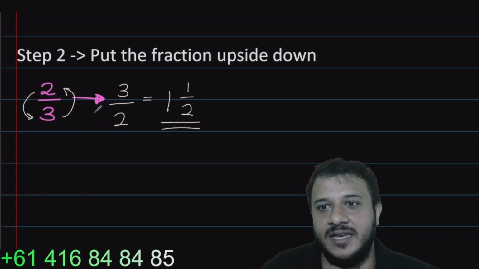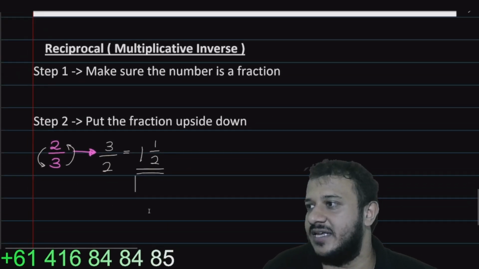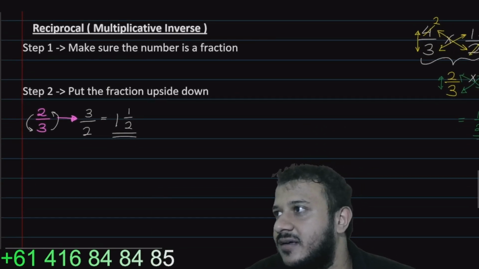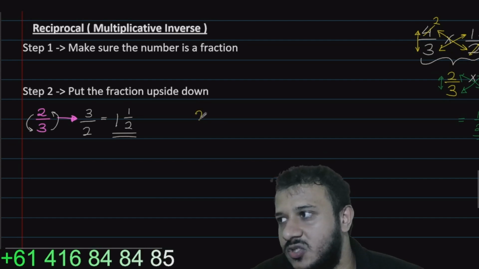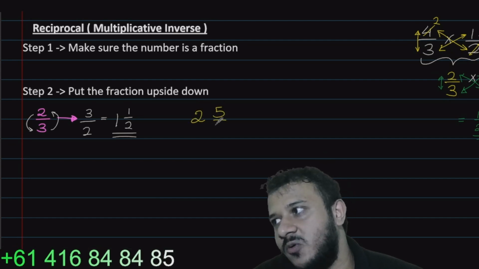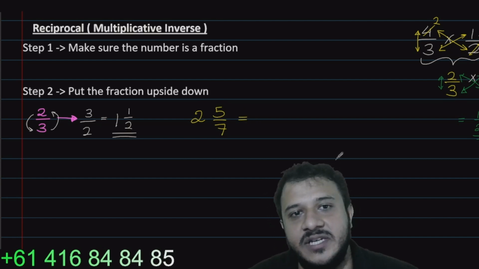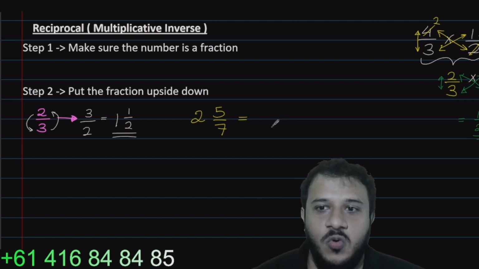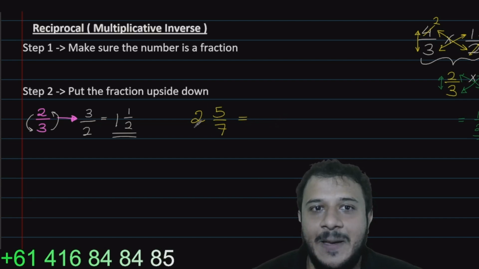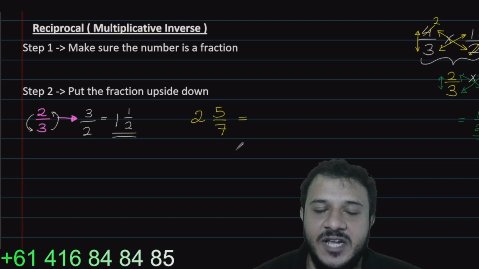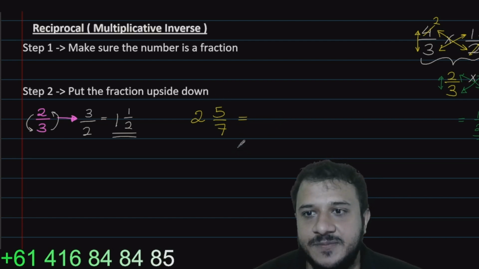Yeah? Then, let's do another example. Let's say that we got 2 and 5 out of 7. Can somebody quickly tell me, can I do the reciprocal process straight away? No. Why? This is a mixed number. First make it into a fraction. What will be the fraction of this?